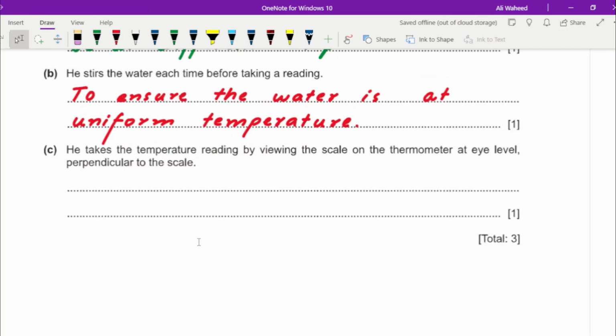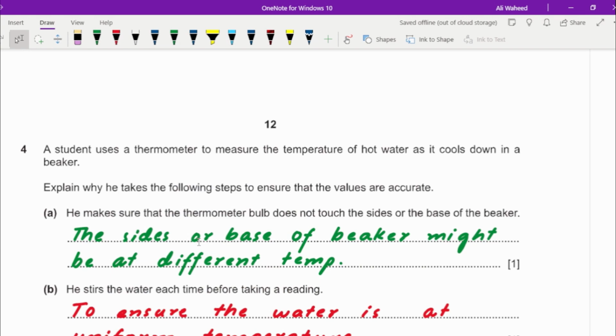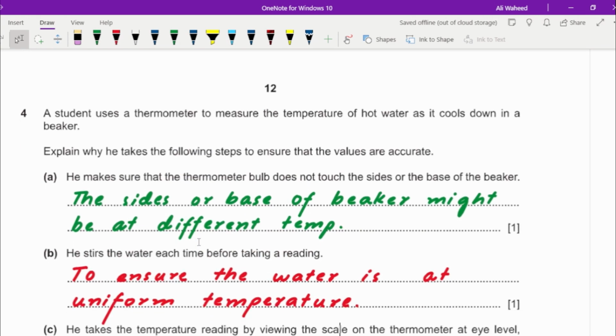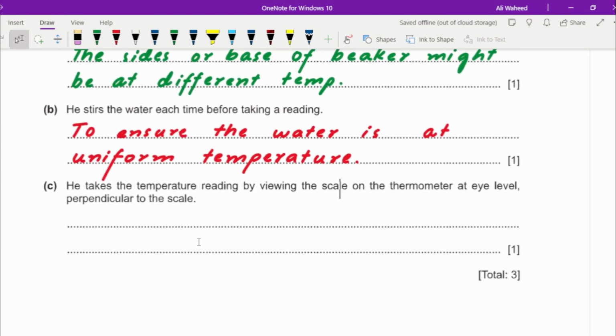Alright, so the last part of this one: he takes the temperature reading by viewing the scale on the thermometer at the eye level, perpendicular to the scale. Okay, and then what was the question? Why he takes the following steps to ensure that the values are accurate. Okay, so this one is basically to avoid the parallax error. To avoid the parallax error, the line of sight has to be perpendicular to the reading.